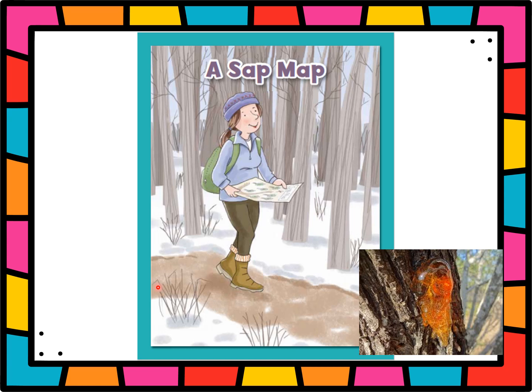Now, boys and girls, where is this happening? Where is she at? She's on a path in the woods. We can tell that she's in the woods or forest because of all of the trees. The when and where of a story is called the setting.